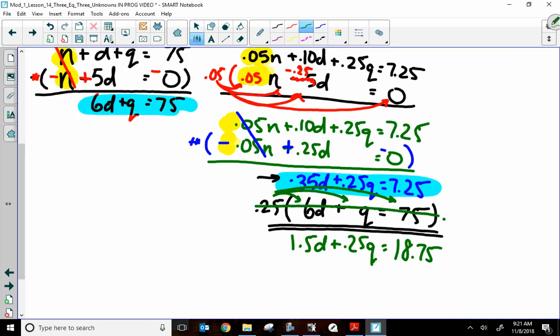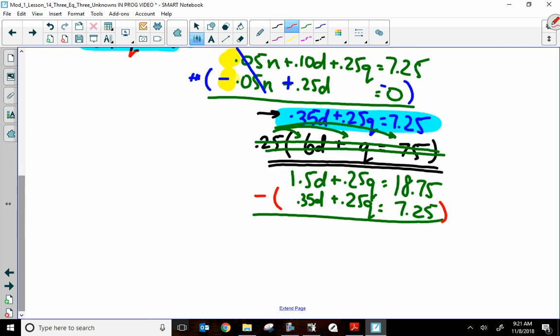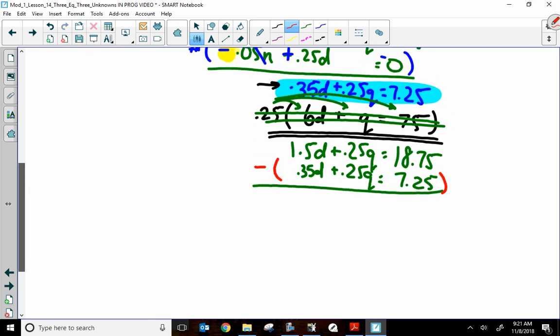This goes bye-bye, and I still have my equation on the top: 0.35D plus 0.25Q equals 7.25. The signs are the same in front of my Q's, so I need to subtract. This is a very, very extensive problem, and if you could do this, oh man, you're doing excellent. So if I subtract my dimes, 1.5 minus 0.35, I get 1.15D. Because this turns to minus, this turns to minus, that turns to negative. These cancel.